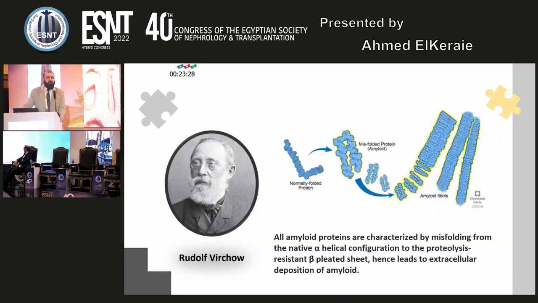Let's go back in history. In 1854, Rudolf Virchow was the first to describe the deposition of protein in tissue, which was iodinophilic, and the name amyloidosis was started in 1866. We all know that it is essentially beta-pleated sheets of protein, in contrast to regularly folded protein.